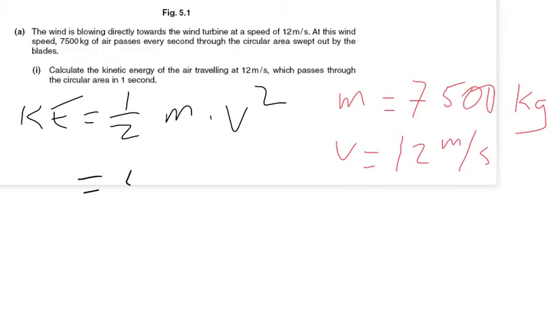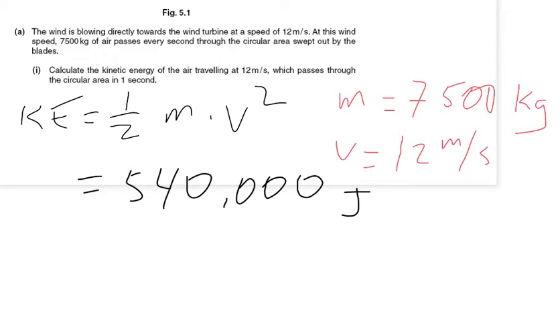So I'm getting 540,000 joules. Joules is actually what the unit is for energy. I believe I forgot to mention that in the energy video. So yes, joules is our unit of energy. Kilogram meters squared per second squared is joules. Okay, so let's clean that up a little bit.